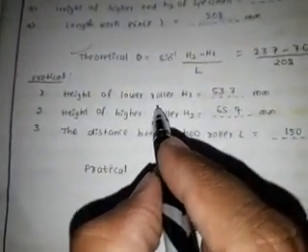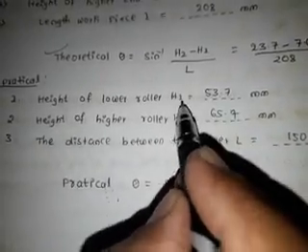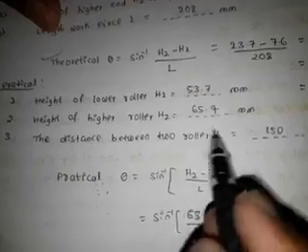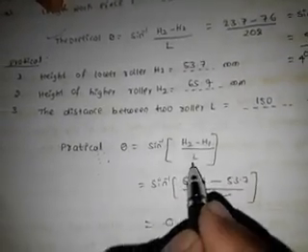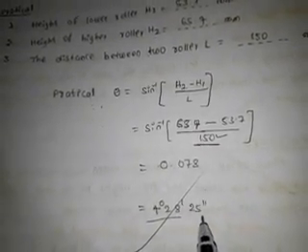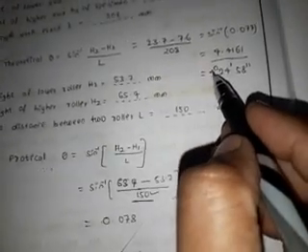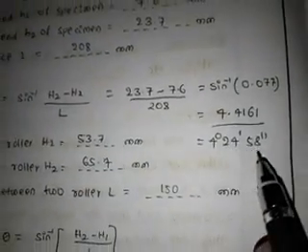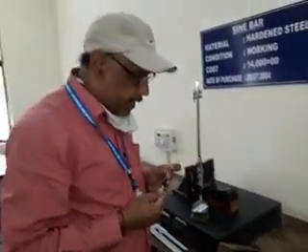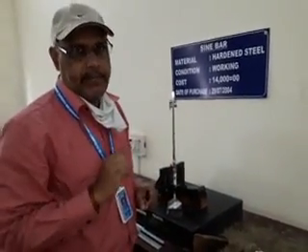Just see here in the journal: height of the lower ruler h1 is 53.7, higher ruler is 65.7, and the distance is fixed at 150. By substituting the values we get 4 degree 28 minute 25 seconds. And what we obtained theoretically is 4 degree 24 minute 53 seconds. So this is the procedure to calculate the angle of any job by using a sine bar. Thank you.